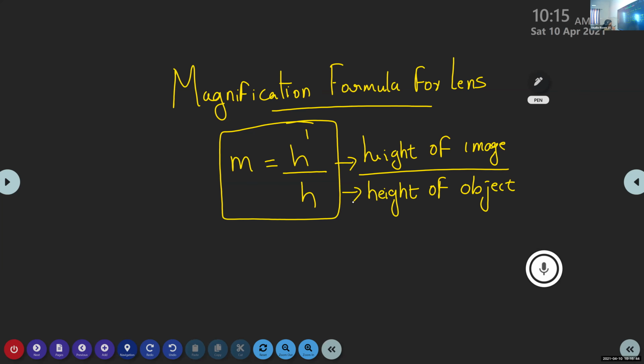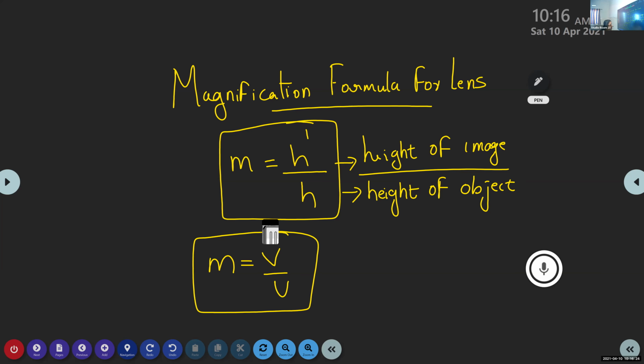And Arjun says that in the case of mirror, we have one more equation for calculating the magnification, that is M is equal to negative V by U, right? But in the case of lens, we have another formula for calculating the magnification, that is positive V by U. M is equal to positive V by U for the lens. This is the difference between the magnification formula for lens and mirror. In the case of mirror, we have two equations for calculating the magnification, that is M is equal to h dash by h and M is equal to negative V by U.